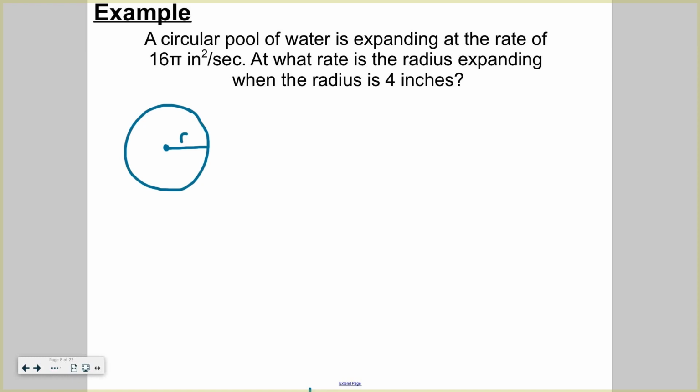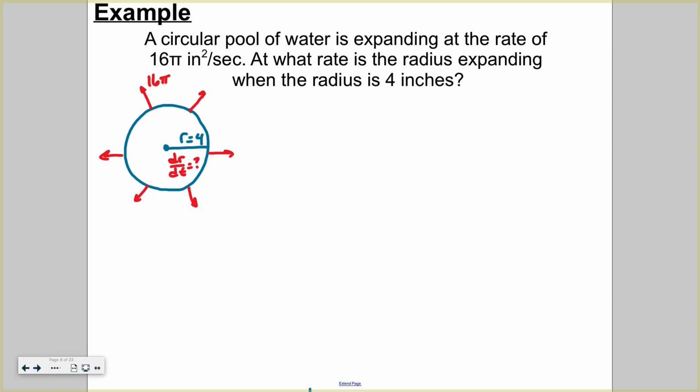And we know that the circular pool of water is expanding at a rate of positive 16 pi square inches per second. So we can draw that in there, 16 pi. We know the radius is equal to 4. And then we're trying to find the change in radius, dr dt.